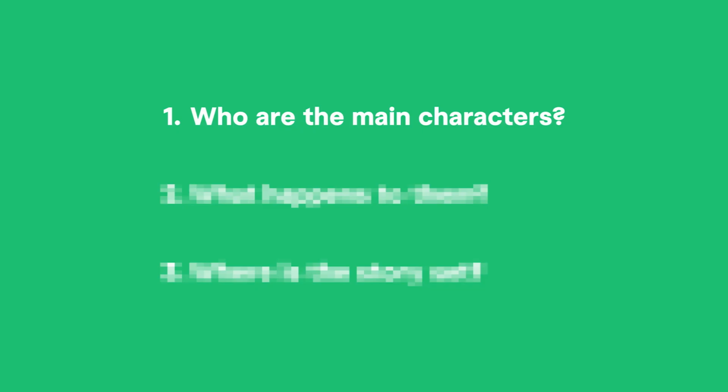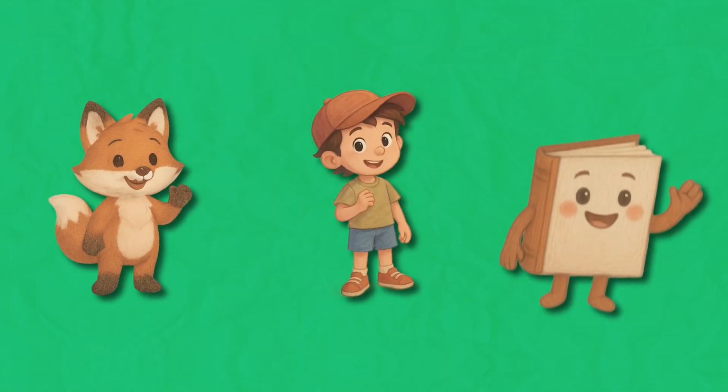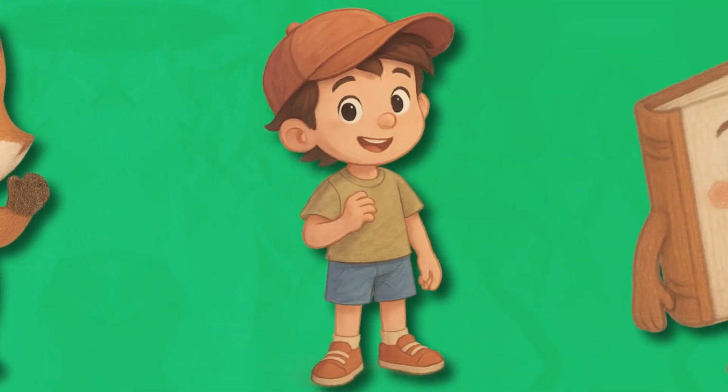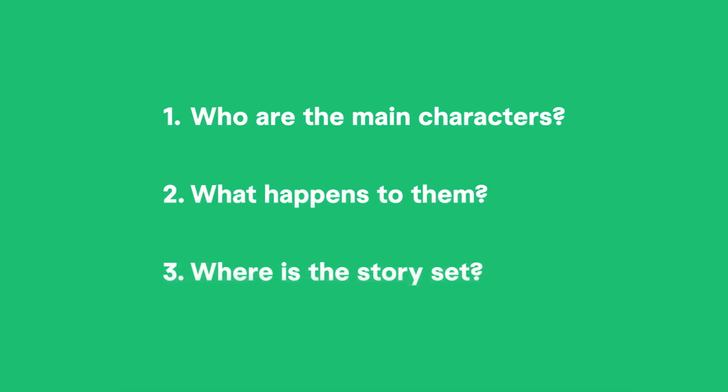First, who are your main characters? Are they animals, kids, living objects? What are their personalities and how do they relate to each other? Second, what actually happens? Think about the main events, what your characters want, and the challenges that they each face. And third, where does the story take place? This is the world your characters live in, so try to imagine the setting as clearly as possible.